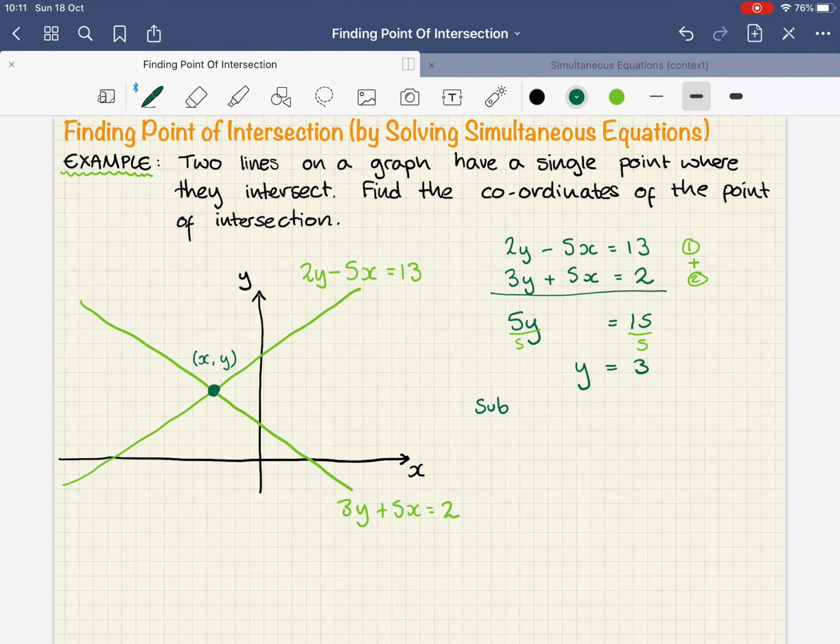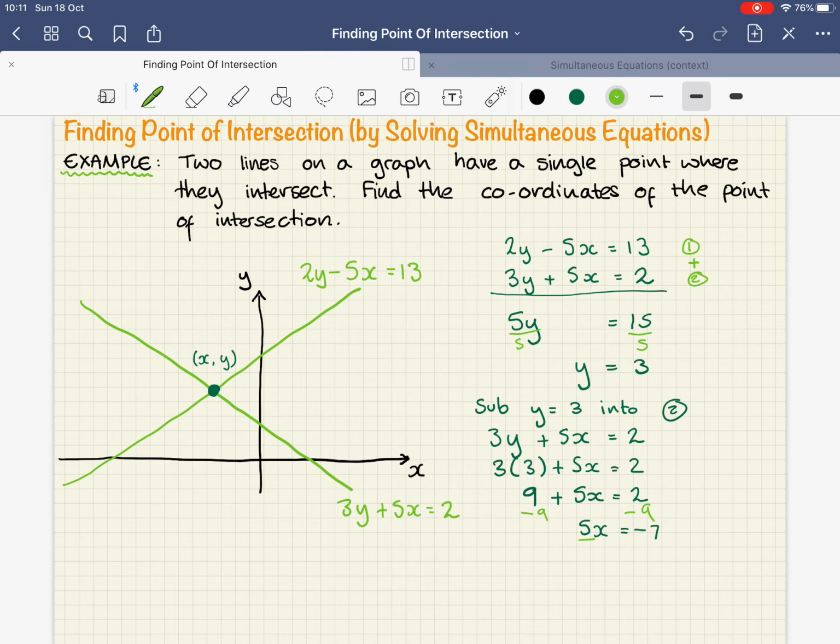And then same as before, I've got to substitute that in, so sub y equals 3 into equation 2. So I'm just going to write out equation 2 again. So that's going to be 3 times 3 plus 5x equals 2. So that's going to be 9 plus 5x equals 2. Take away the 9 on both sides. So I've now got 5x equals negative 7. And then divide by 5 on both sides. So x equals negative 7 over 5.